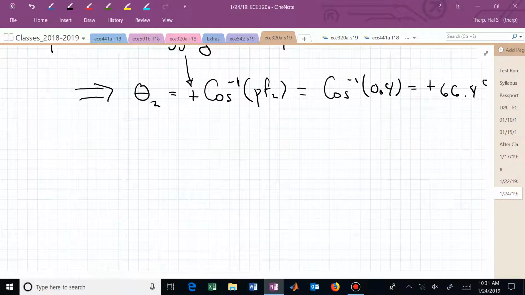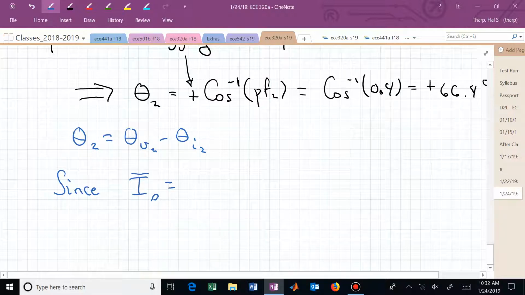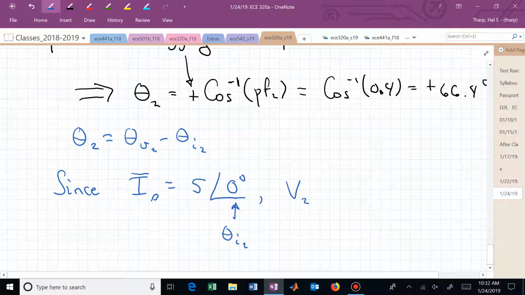That's theta sub 2's angle, and theta sub 2, remember, is theta V2 minus theta I2, and we know that theta sub I2 was 0, since I sub S as a phasor was 5 at 0 degrees. This angle was our theta sub I2. That says then that the angle of V sub 2 is actually going to be theta sub 2, which is 66.4 degrees, since theta sub I2 we assumed was our reference, and that was 0. So now we have this phasor form for the voltage across load 2. That's now 40 at an angle of 66.4 degrees.